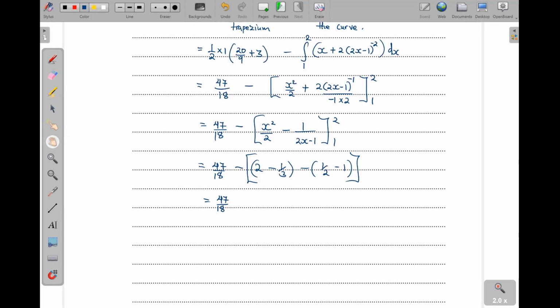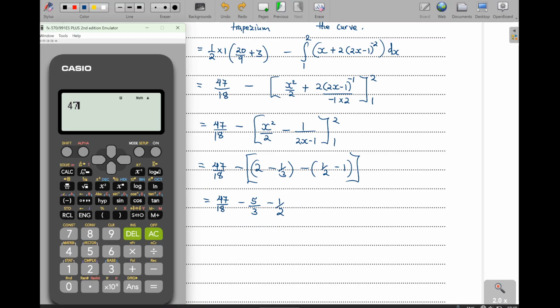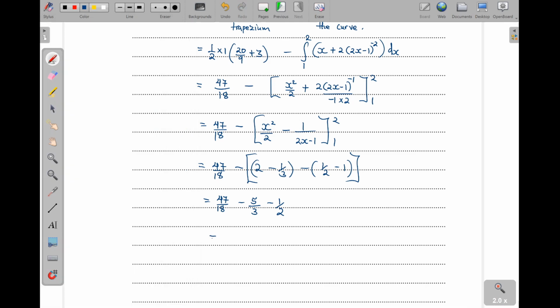So let's look at this one. 3 times 2 will give us 6. Minus 1, that is a 5. So 5 over 3. Then there's a negative and a negative. That one will be a plus. First of all, a half minus 1, that is a negative half. Then a negative here makes it positive, and then the negative here makes it again a negative, so minus a half. So altogether, what do we get here? 47 divided by 18, then minus 5 out of 3, then minus 1 out of 2. Then the answer becomes 4 out of 9. As simple as that.